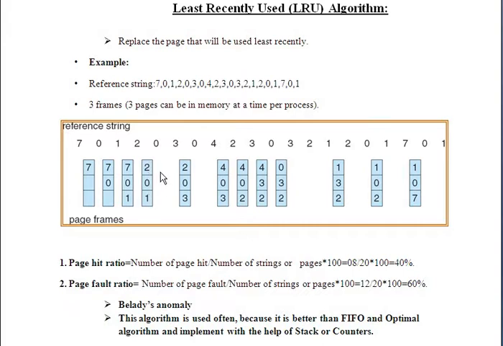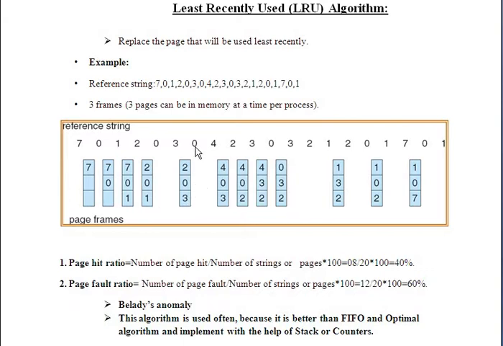Then 0 is already there, so a page hit will happen. Now again 3 comes, so the same strategy: least recently used. Where is 2, where is 0, and where is 1? When we look back, 0 is most recent, then 2, and lastly the least recently used is 1. So 3 has been replaced in place of 1. Now you can see 2 0 3.